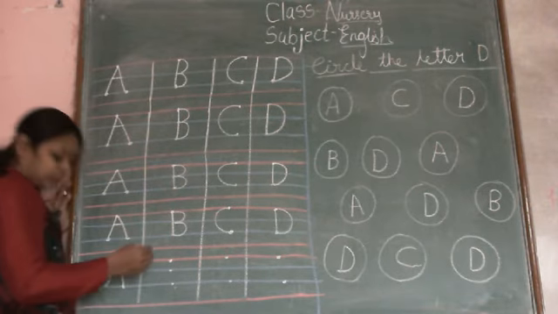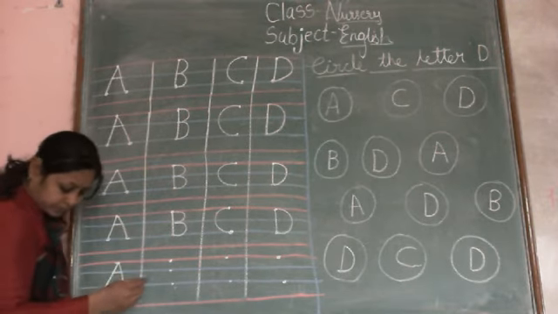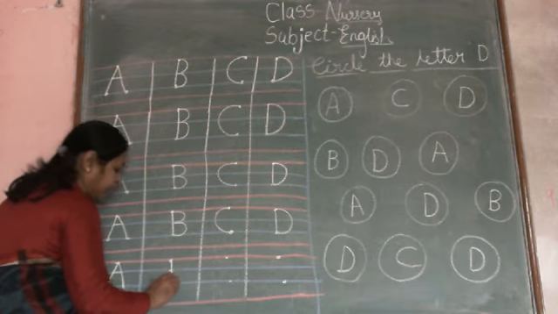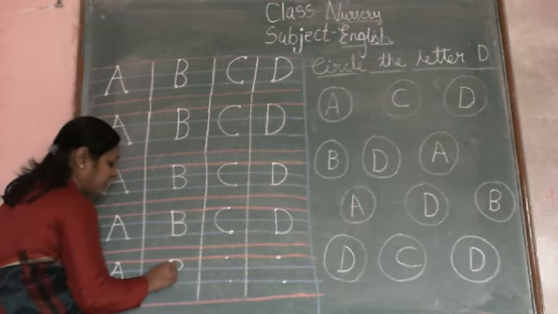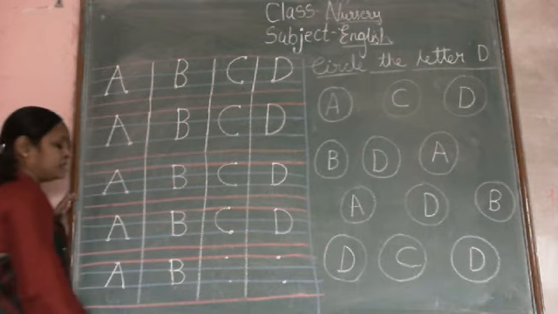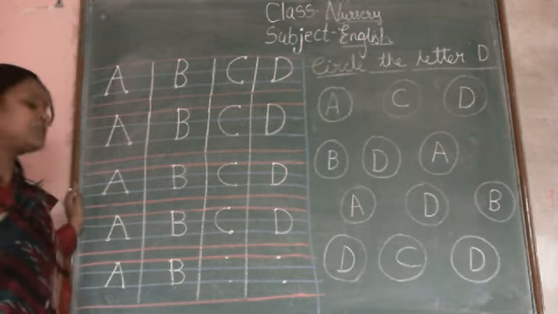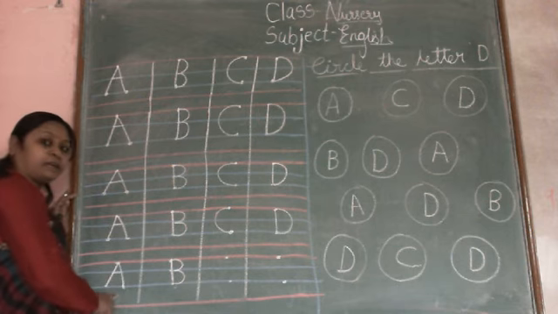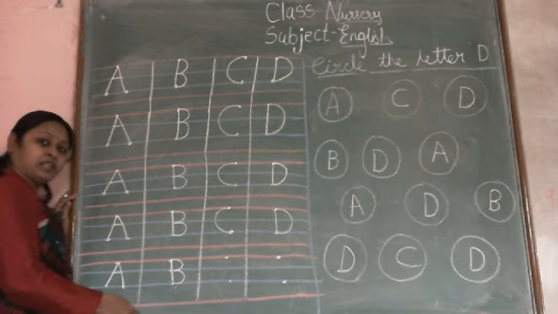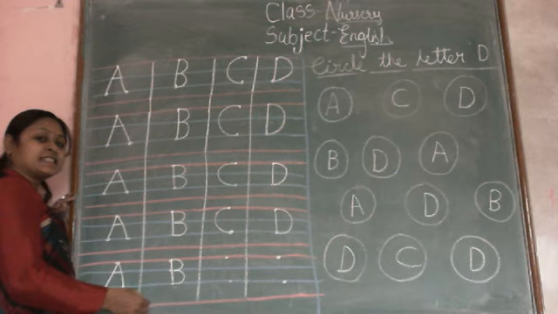B. After A, which letter will come? B. Standing line, half curve and half curve. Which letter is this? B. A, B. After B, which letter will come?